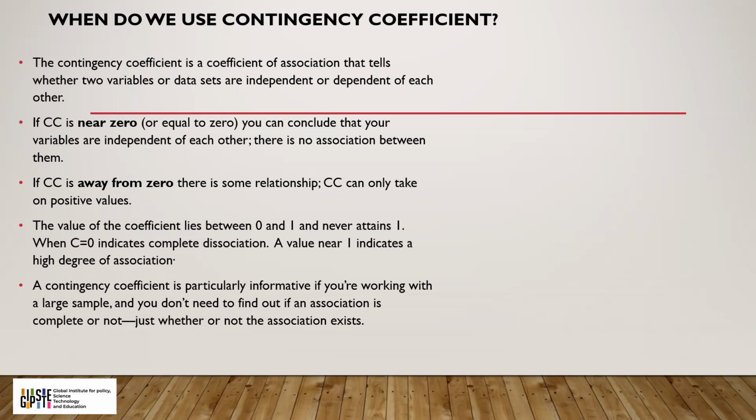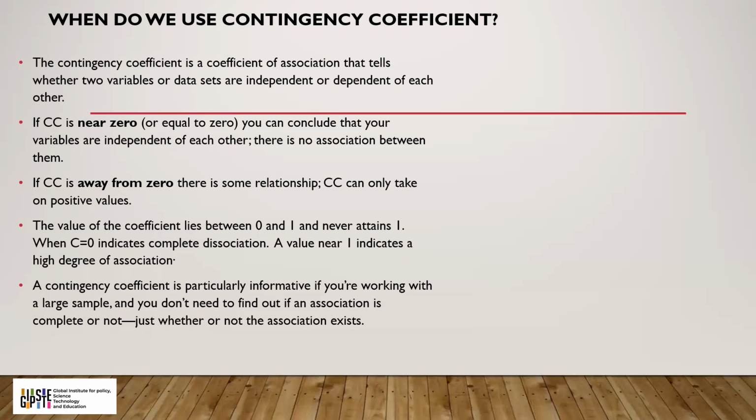Contingency coefficient value can never be negative. You can always take positive values. So the value of the coefficient lies between 0 and 1 and never attains 1. Okay, it's always asymptotic. It can never touch that one line. So when C equals 0, it indicates complete disassociation. And a value near 1 indicates a high degree of association.